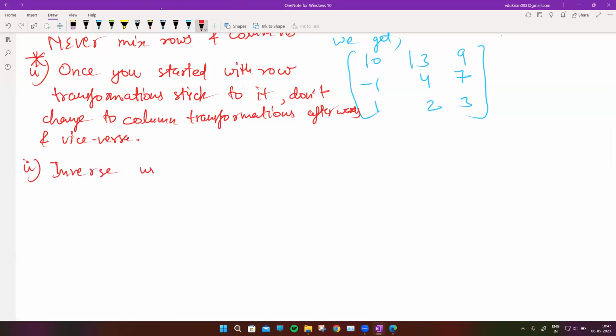Inverse using adjoint, which is actually a better method and much easier to calculate than going for elementary operations. So we will find the inverse using adjoint, and it uses a simple formula, right? If you want to find A inverse, let's say you have some matrix.